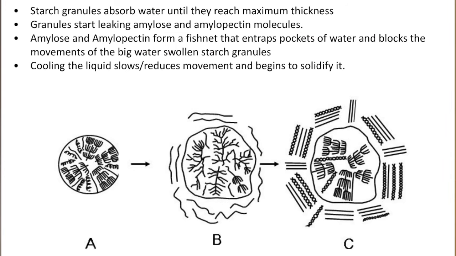So they will absorb water until they reach their maximum thickness. Then they'll begin leaking amylose and amylopectin molecules. And those form that fishnet, like the gelation, that entraps the pockets of water and blocks the movement of these big water molecules. So like we said, many sauces are not just one type of thickener, but they can be many types of thickeners altogether.